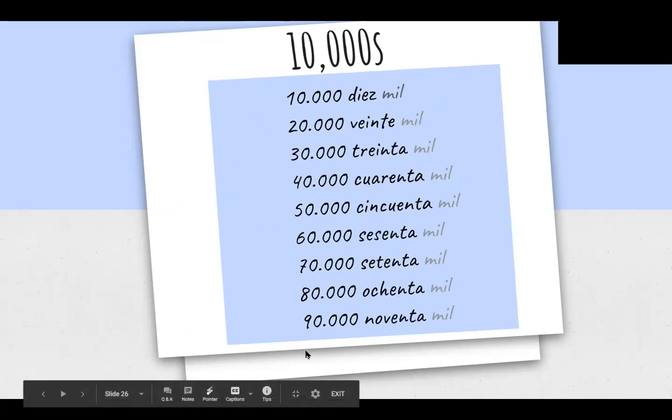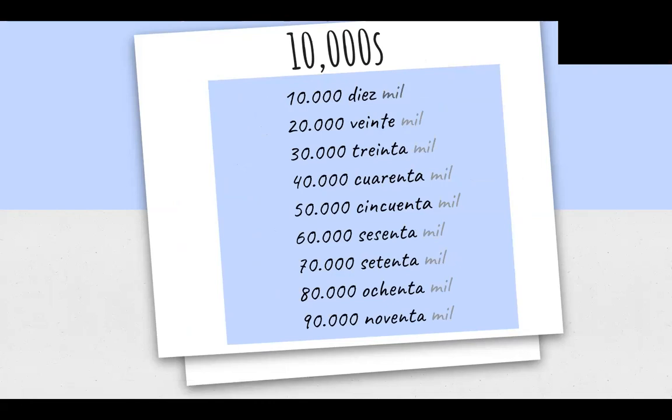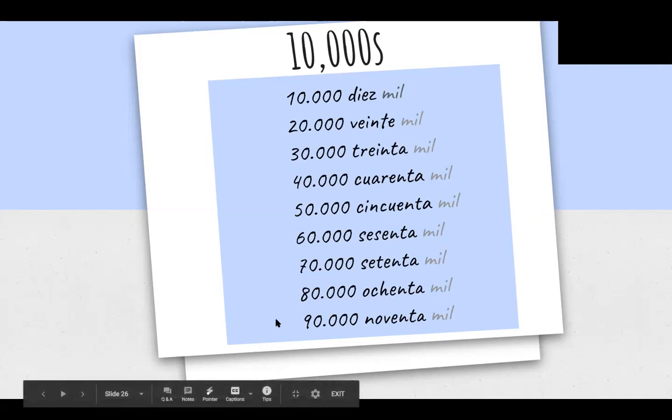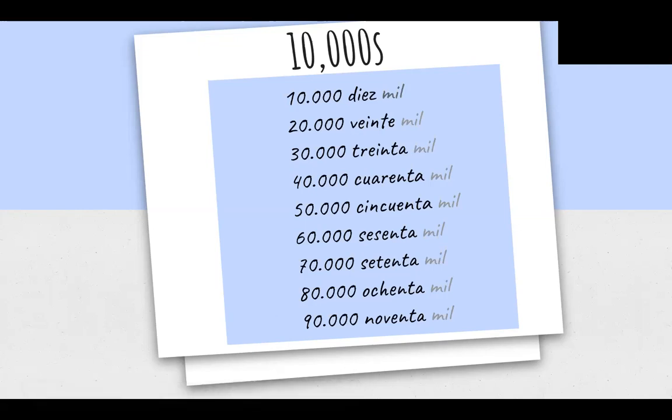Okay, let's move on to the 10,000s, all right? The cool thing about this is that if you remember all your multiples of 10, this is super easy. If you know 10, 20, 30, 40, 50, 60, 70, 80, 90. Remember learning those numbers? You're gonna be applying that to this lesson. 10,000, 20,000, 30,000, 40,000, 50,000, 60,000, 70,000, 80,000, 90,000. So it's basically using your multiples of 10 and then putting the word mil afterwards.